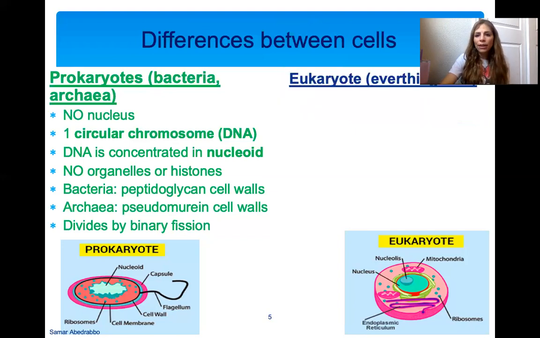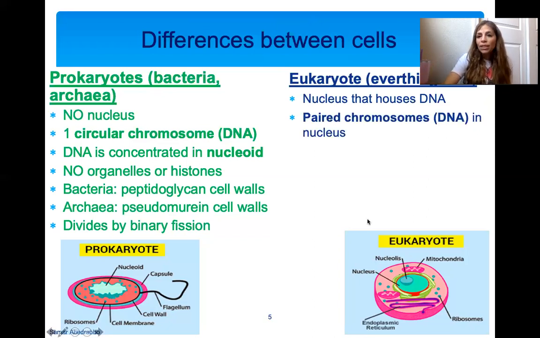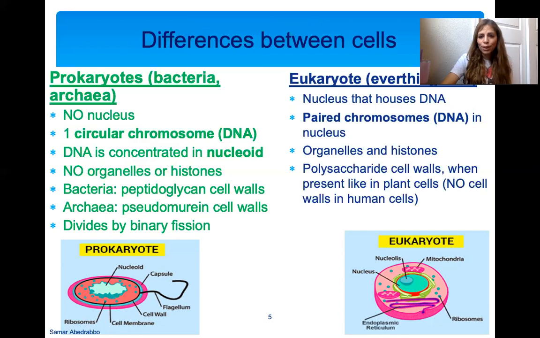Now let's talk about eukaryotic cells. So all other organisms are eukaryotic cells. If you're not bacteria and you're not archaea, you're a eukaryotic cell. So when we look at eukaryotes, they do have a nucleus, and the purpose of a nucleus is to hold the DNA. They have paired DNA or paired chromosomes in the nucleus. So in the nucleus, when we look at the DNA, it's paired, unlike the one circular DNA that's just floating around in prokaryotes. Eukaryotes have organelles and histones, which we will talk about.